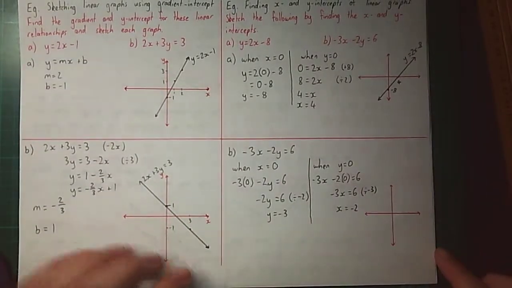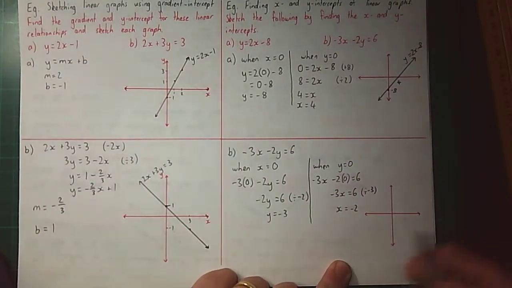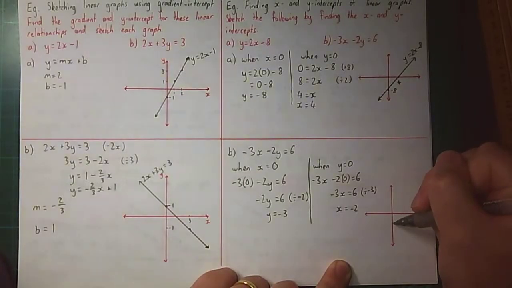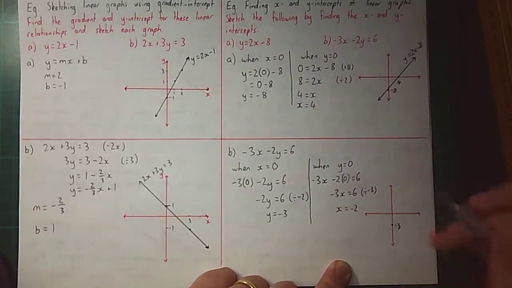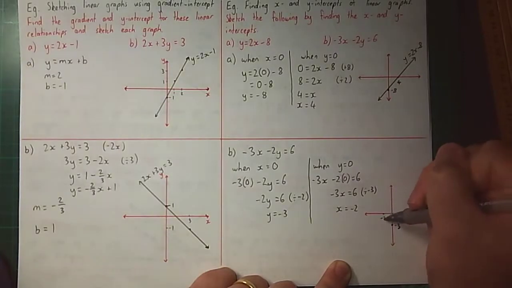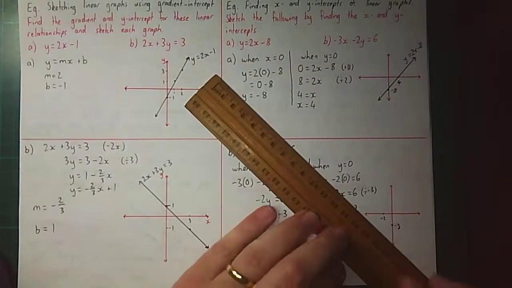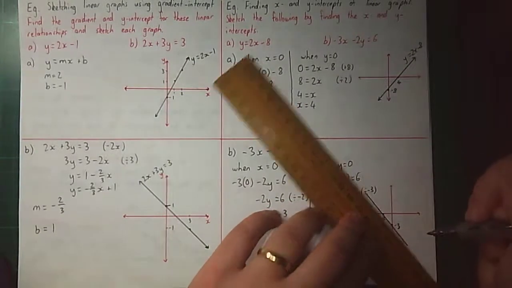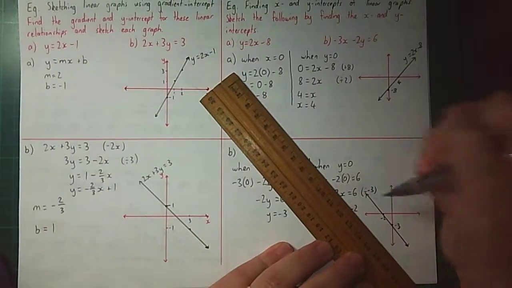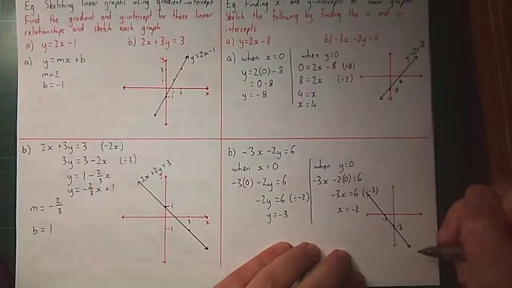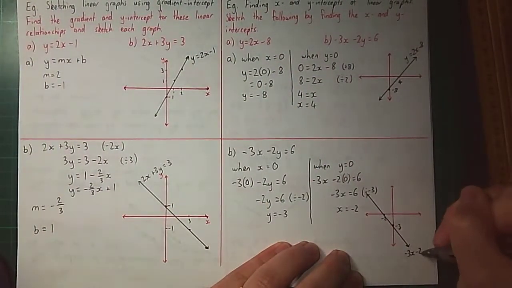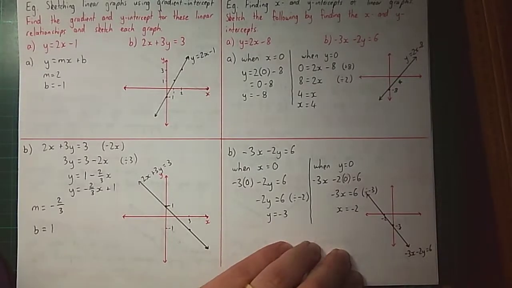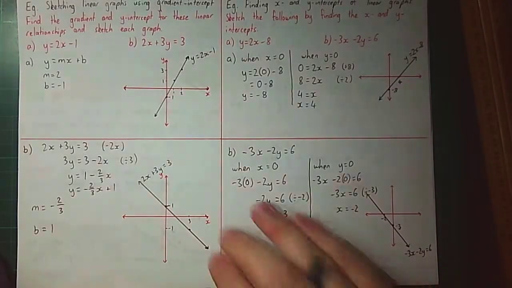On our axes here, we can put those y and x intercepts. The y intercept is going to be negative 3. And our x-intercept is going to be negative 2. And we connect those with our line. Once again, we'll label it. And that's that example done as well.